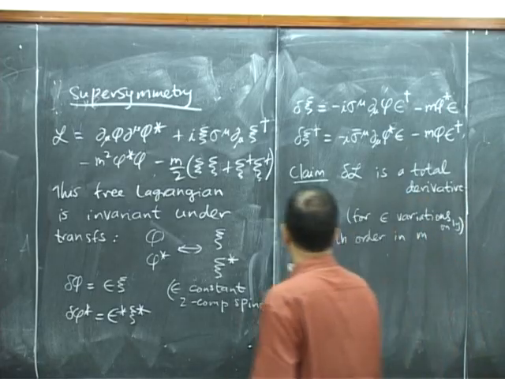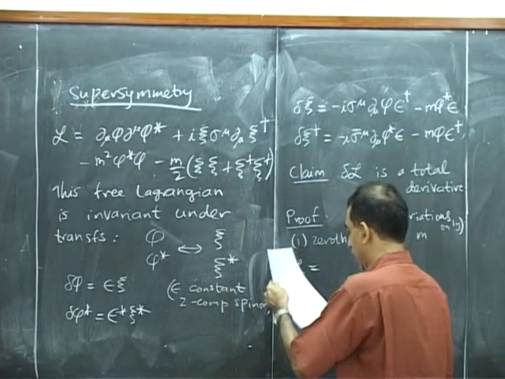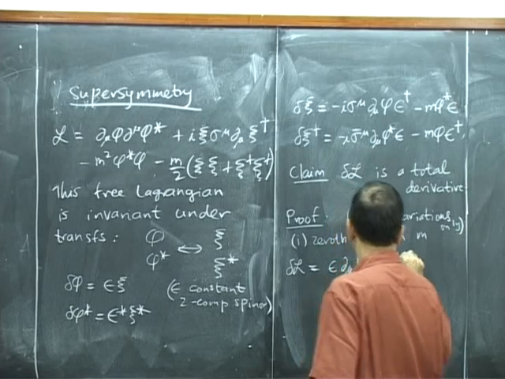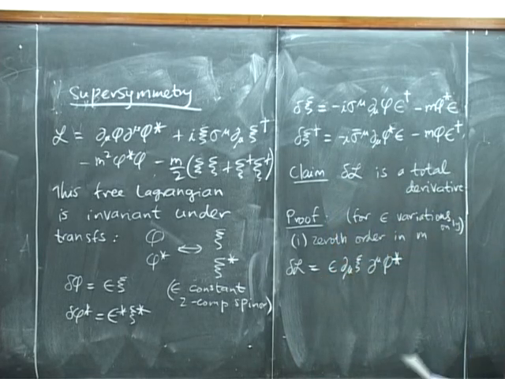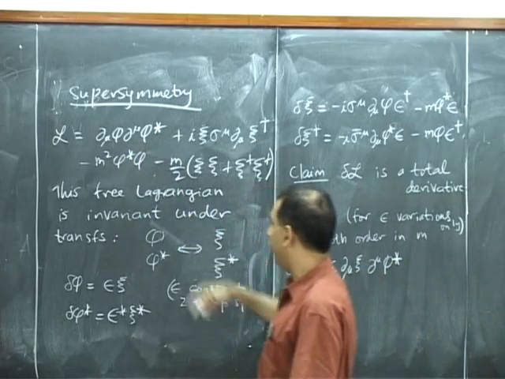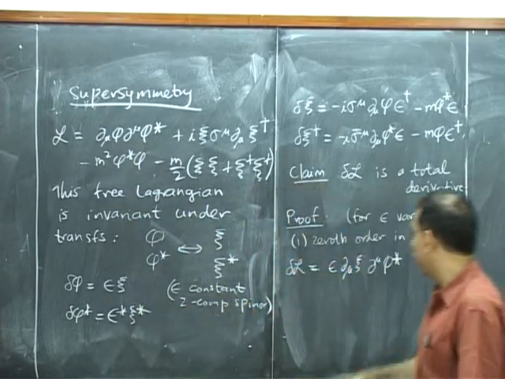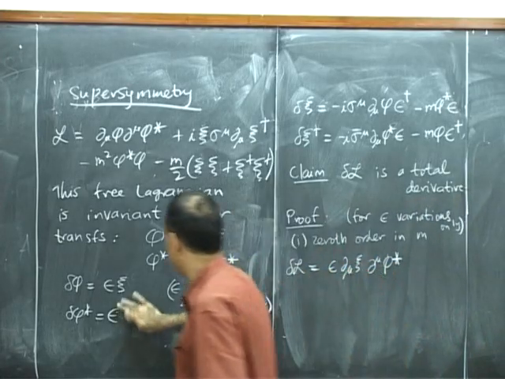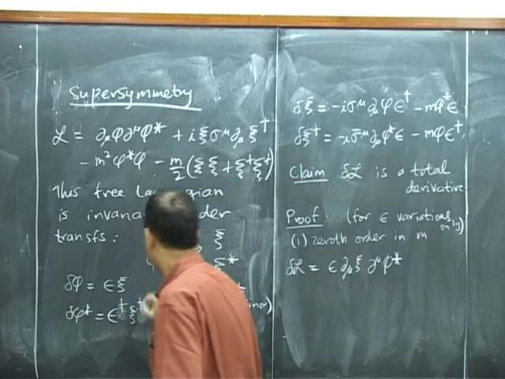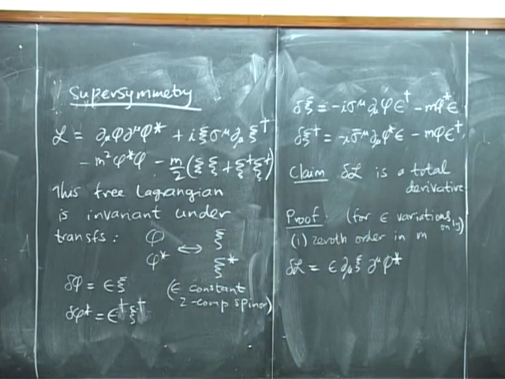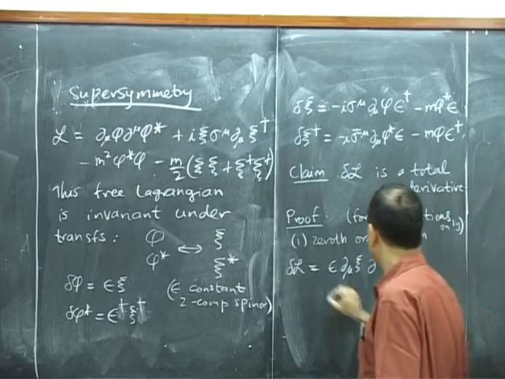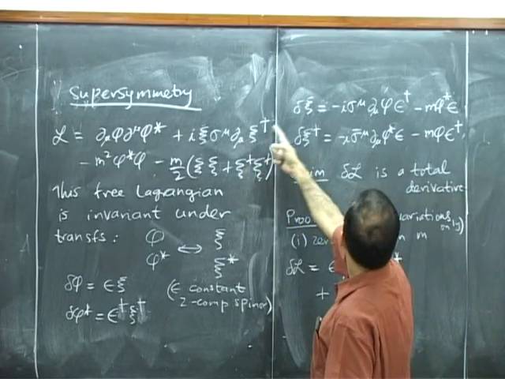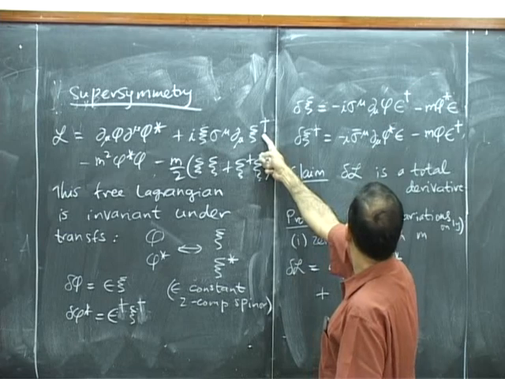So in that order, the variation of L is first of all epsilon del mu psi del mu phi star. This comes from taking this and varying only phi by this rule. Epsilon is constant, so we get this. We don't bother to vary phi star because it would give epsilon dagger. Okay, so that's one term. And the other term comes from looking here and varying psi dagger by this term.